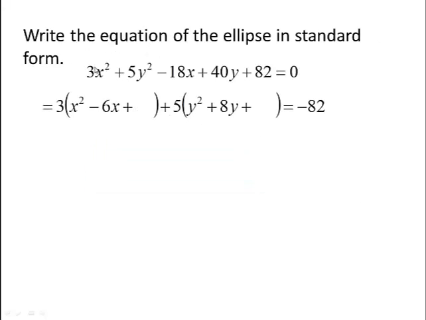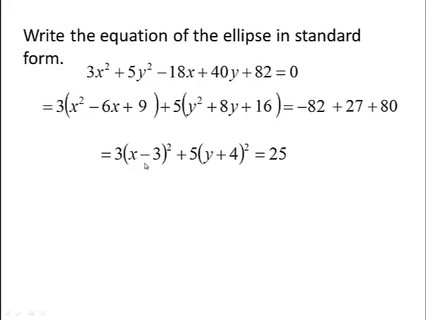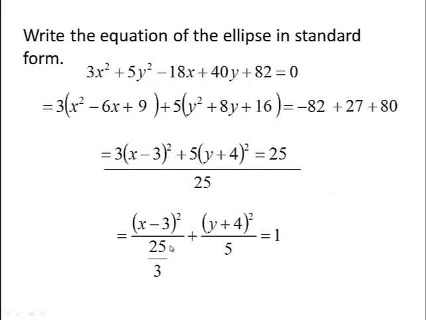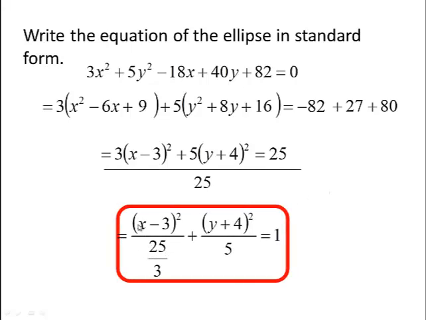Completing the square, factor out a 3 and factor out a 5, I get this. What I need to complete the square here is a 9. 9 times 3 is 27. What I need to complete the square here is half of 8, squared, which is 16. 16 times 5 is 80. Simplifying this a little bit, I get this. And an ellipse has to equal 1, so I'm going to divide everything by 25. So I'll get 25 over 3 plus, and this reduces to 5.